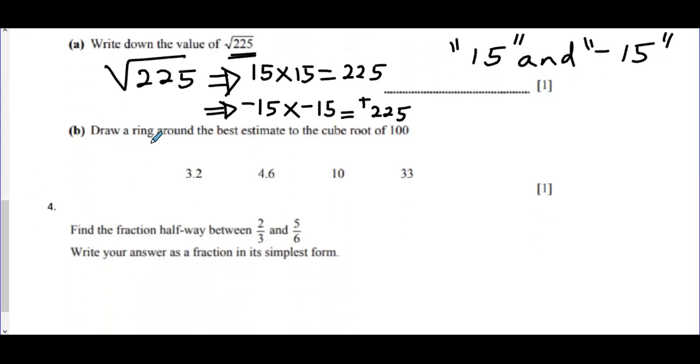That is part B: draw a ring around the best estimate of the cube root of 100.